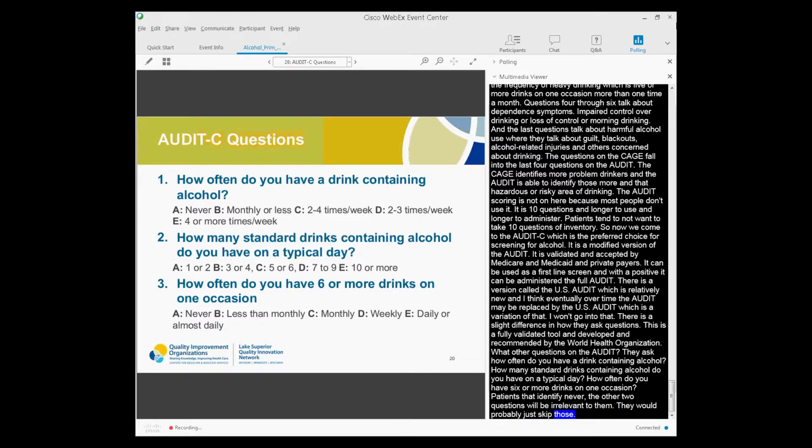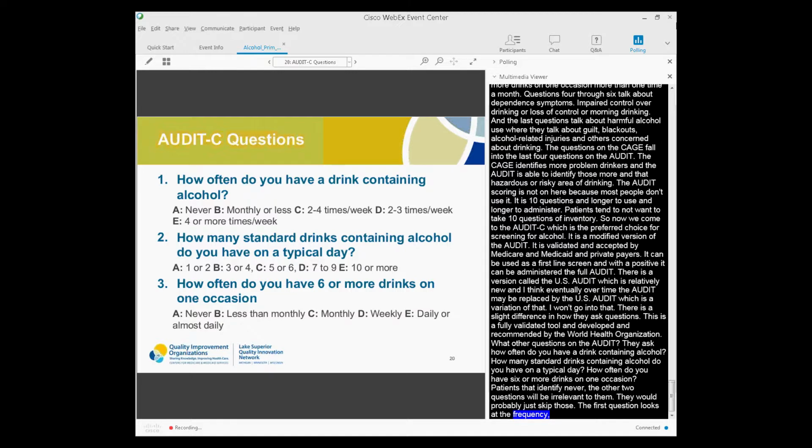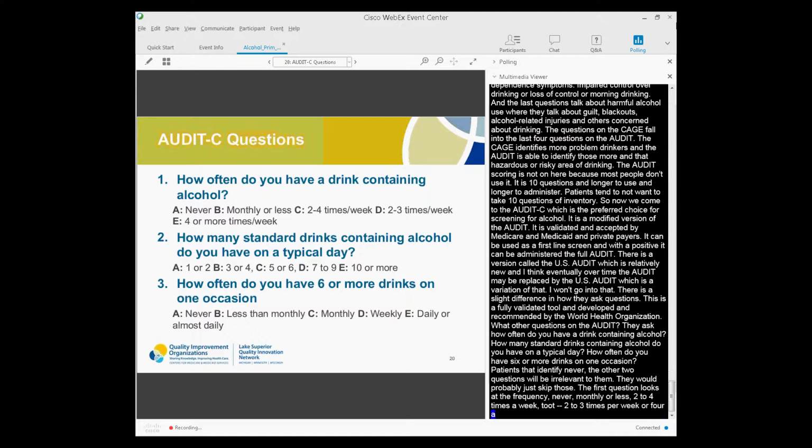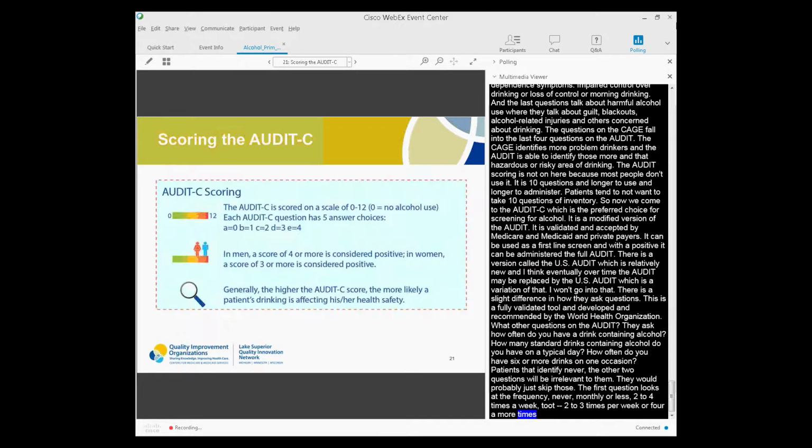As you can see, the first question will look at the frequency: monthly or less, 2 to 4 times a month, 2 to 3 times a week. And then how many standard drinks do you have on a typical day gives you an idea of whether they fall into the moderate drinking or the more risky and hazardous, and the last one kind of identifies a little bit about binge drinking or heavy drinking.